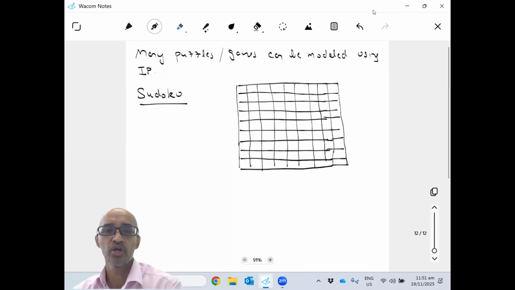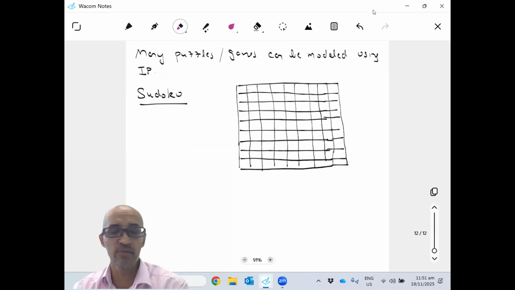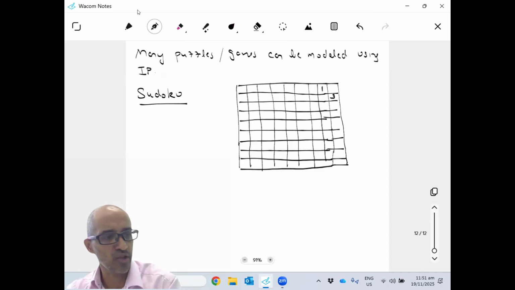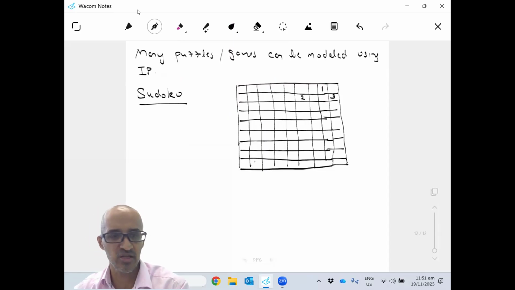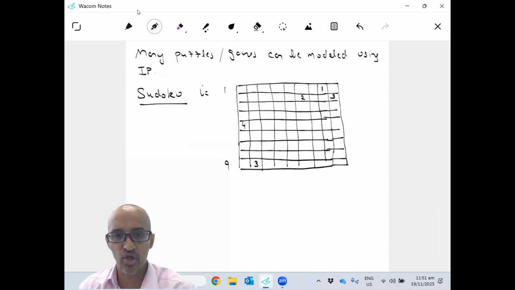And what happens in Sudoku? In Sudoku, you're always given numbers in different elements of the grid. Okay, so maybe you've got a number 1 here. Maybe you've got a number 3 here. Maybe you've got a number 2 here. So you'll have numbers given to you in different parts of the grid. Maybe 3 here, maybe 4. I don't know if you know the rules of Sudoku, but basically you're going to have a set of numbers given to you. So I'm going to label the rows I from 1 up to 9. And I'm going to label the columns J from 1 up to 9. So this is basically a matrix.